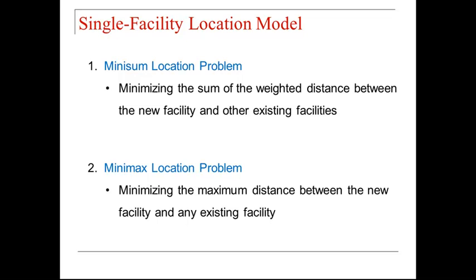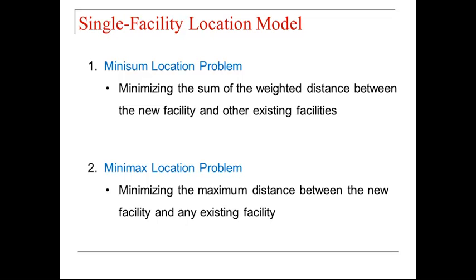We have two approaches for solving this problem. The first one is called the minisum location problem, which looks at minimizing the sum of the weighted distance between the new facility and the other existing facilities. You have the locations of the existing facilities, and you provide the model with a weight in terms of the importance of being close to that facility. So let's say you have 5 locations, and one of them is more important than the others.